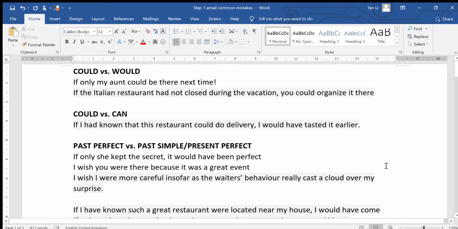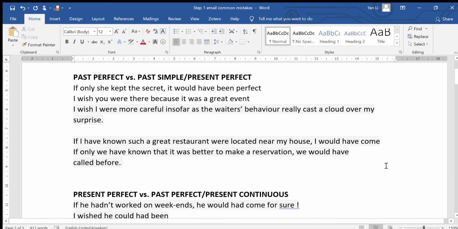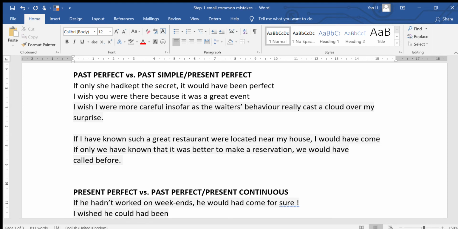Okay. Now, past perfect versus past simple and present perfect. "If only she kept the secret, it would have been perfect." So, would have been perfect, that's at one point in the past. Prior to this point in the past, she had to have kept the secret. So, we can't just have a past simple over here, we need past perfect. If only she had kept the secret at point A, then it would have been perfect at point B.